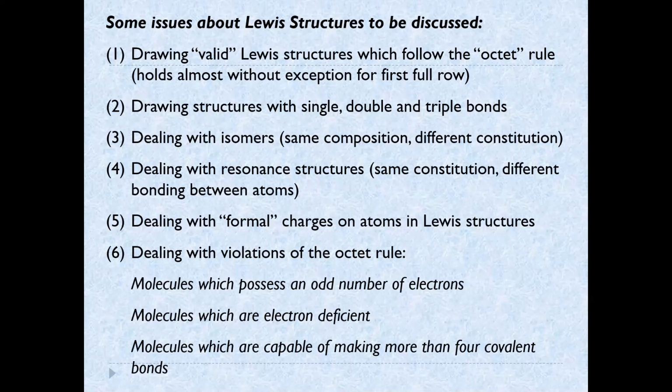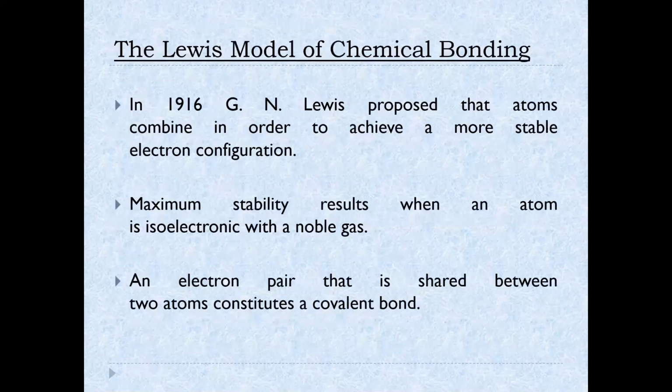Some molecules have electron deficiency. They can never form octets. They have fewer than 8 electrons between them. So there will be electron deficiency in such molecules. Sometimes some molecules are even capable of forming more than 4 bonds. So these are the exceptions to the octet rule that we'll be seeing in the course of this lecture.